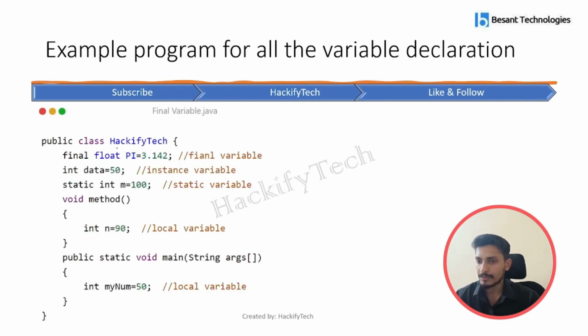Here is a program which demonstrates an example of all types of variables. Here we have declared a final variable with a float type. Final variables are always written in capital letters. Then we have an integer; since we are using the final keyword, we call it a final variable. This one we call an instance variable because it belongs to this class. Then we have a static variable here. Then we have a method, and the variables inside it we call local variables. Again we have a main method here, and any variable declared within it is also a local variable.